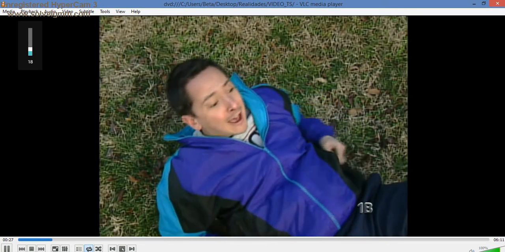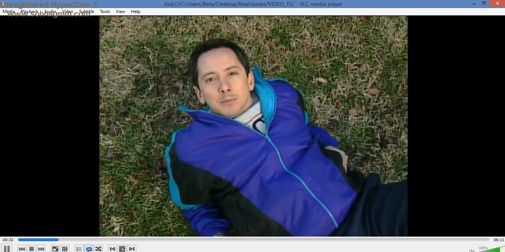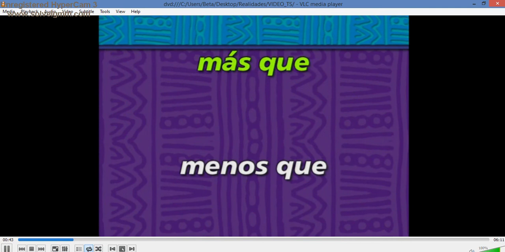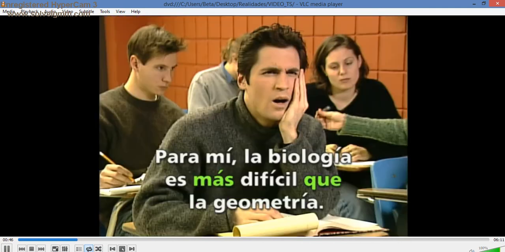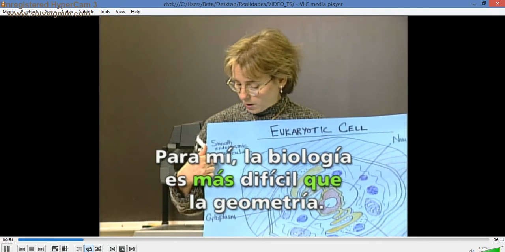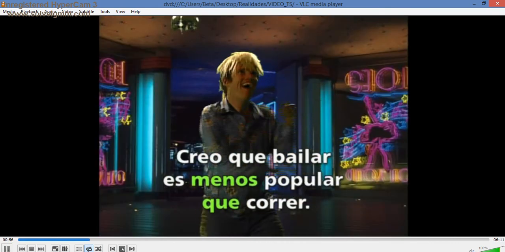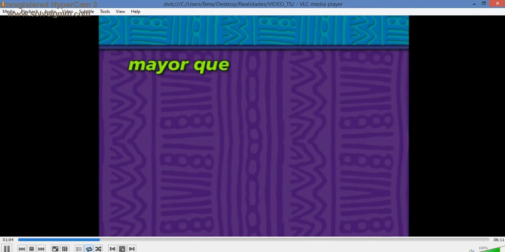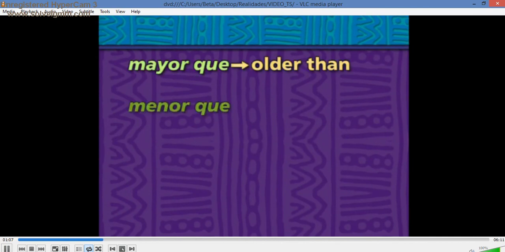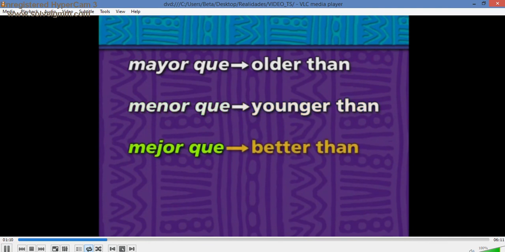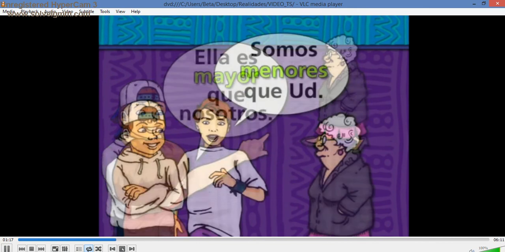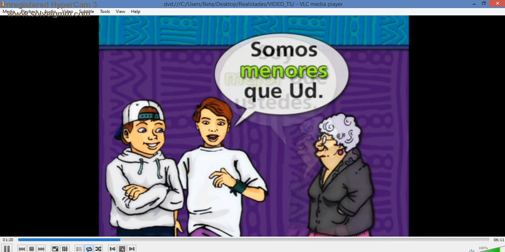Hey! In English, we make comparisons every day without even thinking about it. Same thing goes for Spanish. So let's get to learning about comparisons. You've already learned basic comparisons. Más que, more than, and menos que, less than. Para mí, la biología es más difícil que la geometría. Creo que bailar es menos popular que correr. Some commonly used comparisons are mayor que, older than, menor que, younger than, mejor que, better than, and peor que, worse than. Ella es mayor que nosotros. Somos menores que usted. Soy mejor que ustedes.